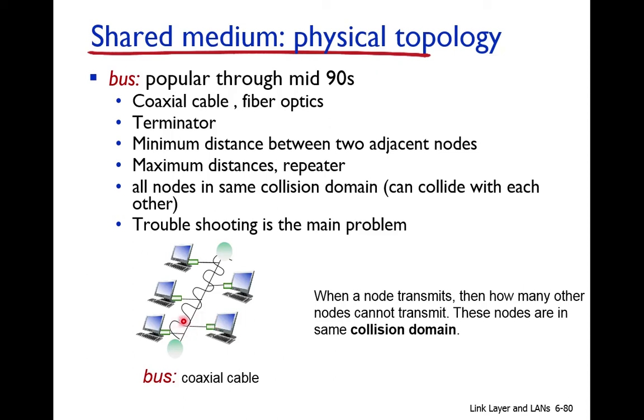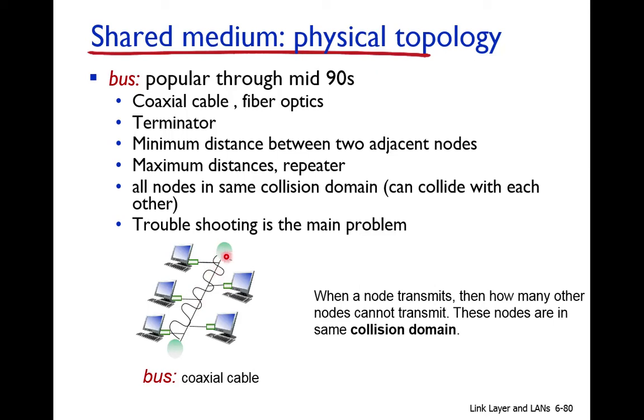So when one node is transmitting data, every node receives the data. Every node examines whether the data is for this node or not. If the data is for the node, the node accepts it. If the data is not for the node, the node discards it. So you can see how it works.